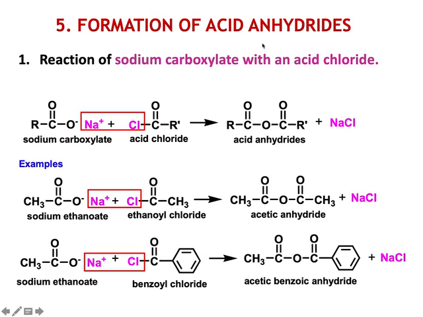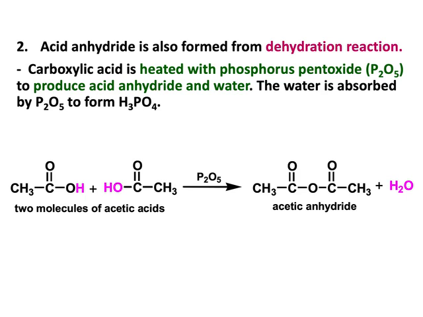Next, formation of acid anhydride. First, react sodium carboxylate with acid chloride, and the product is acid anhydride. This is the general equation. For this chapter, you must know only the general equation for the reaction. Acid anhydride is also formed from a dehydration reaction. Carboxylic acid is heated with P2O5 to produce acetic anhydride, and the side product is water.